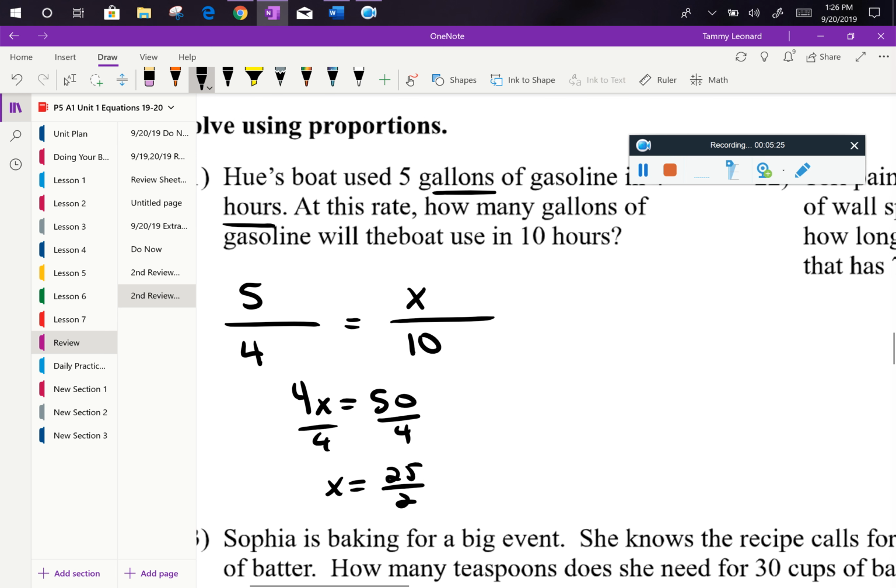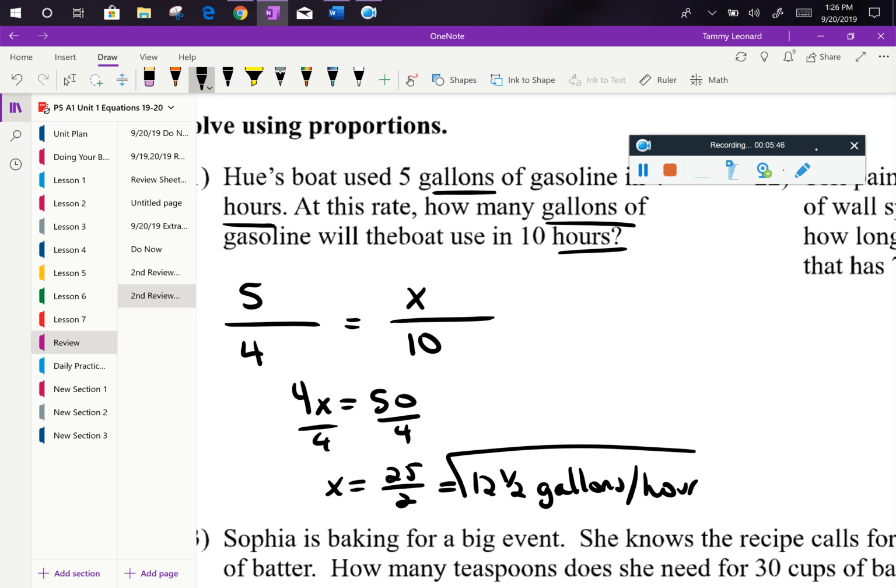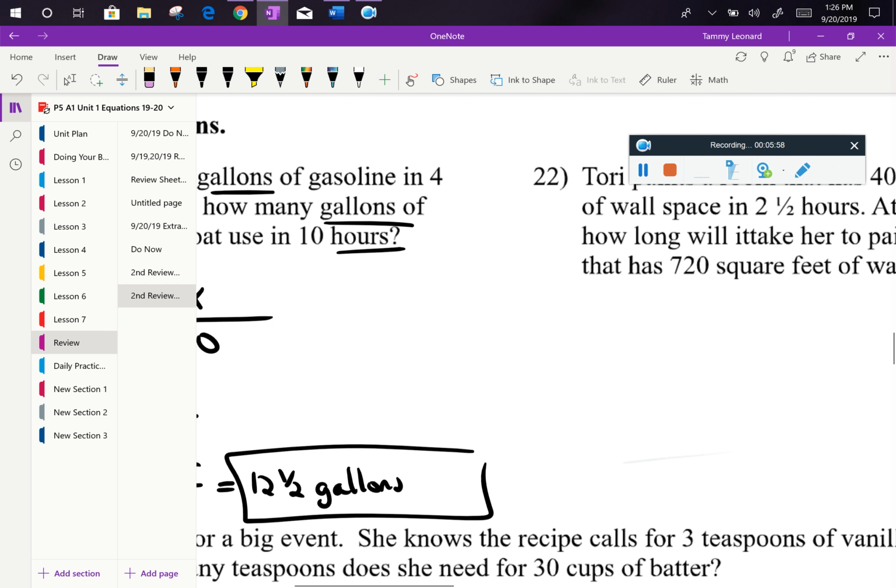Now, you all know that I typically just want a fraction as an answer. But this says how many gallons of gasoline per hour, and that's a little bit confusing to say 25 halves gallons per hour. So this might be a time that we could switch to a mixed number and say 12 and a half gallons per hour to give an answer that sort of makes sense. Oh, actually, it's not gallons per hour. I'm going to back that up. It's just 12 and a half gallons because it says how many gallons will it be used.